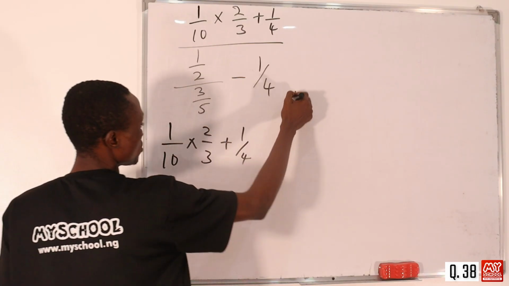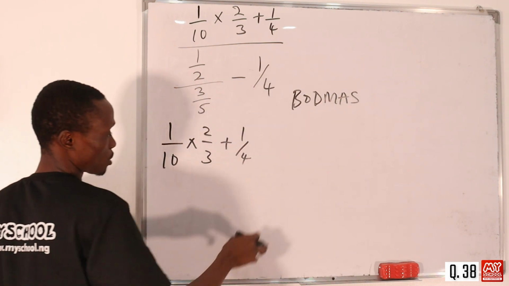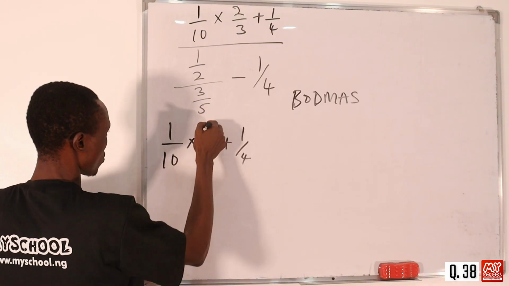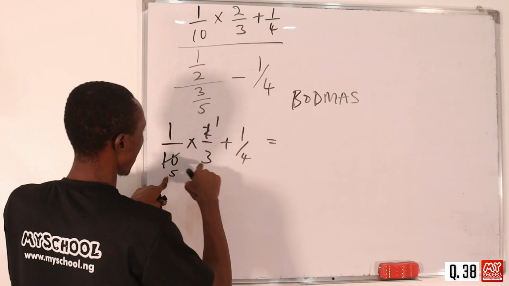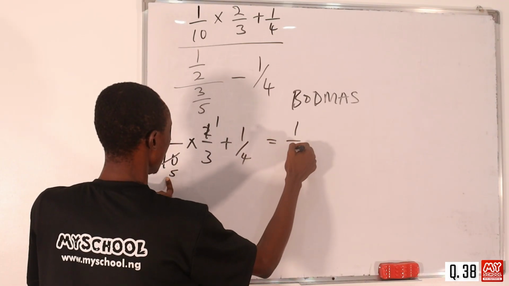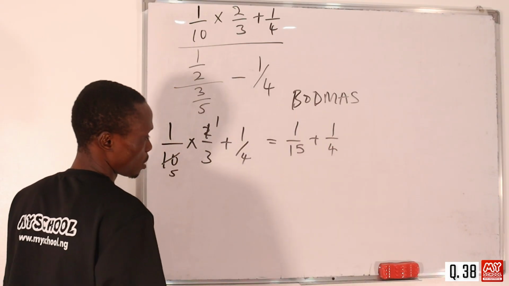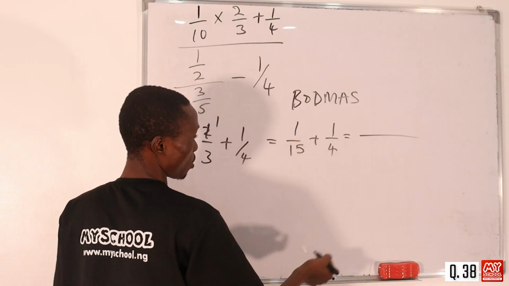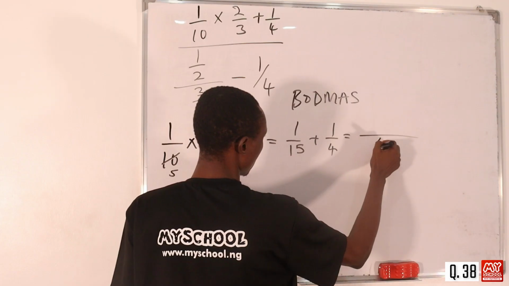Okay, so basically if we are using BODMAS, first of all, we deal with multiplication before we deal with addition. So if we multiply out, 2 here is 1, 2 here is going to give us 5. So at the end of the day, we have 1 over 15 plus 1 over 4. Here we just look for the LCM of 15 and 4. And the LCM of 15 and 4 is 60. Okay, so we'll put 60 here.